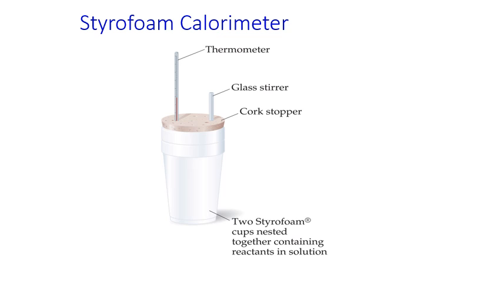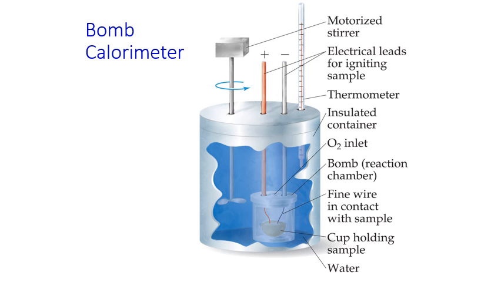It's quite good for solution chemistry, say acid-base chemistry, and working out enthalpy of neutralizations. And the other one is a bomb calorimeter, this time using a motorized stirrer. In this one here, you actually ignite the material inside the calorimeter. That's what the electric leads are for. Again, a thermometer to read the temperature change. An insulated container, because again, we don't want heat energy to be lost to the surroundings.